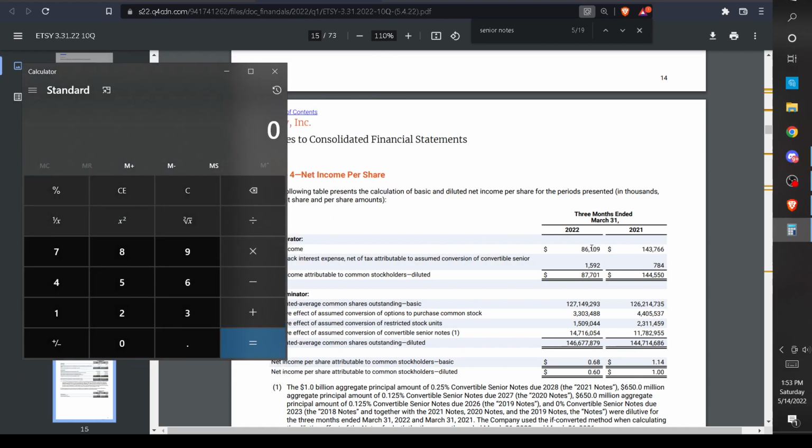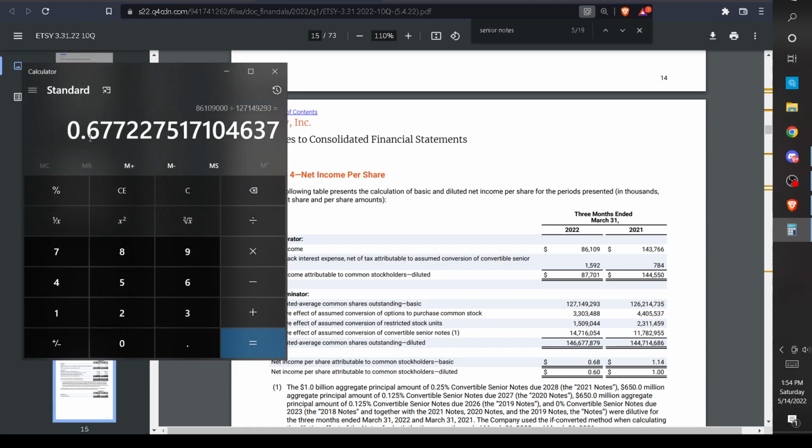Right here, they said our net income was this amount. Keep in mind, this is in the thousands, so we need to multiply this by 1,000. Add 3 zeros to that. So we're going to get their net income for this quarter of 2022, 86,109,000. And then we're going to divide this by the weighted average common shares outstanding basic. So we divide that by 127,149,293 equals 0.677. Now look right here, 0.68. So they just rounded up. That's how you calculate the basic earnings per share. So the basic earnings per share for this quarter was 0.68.